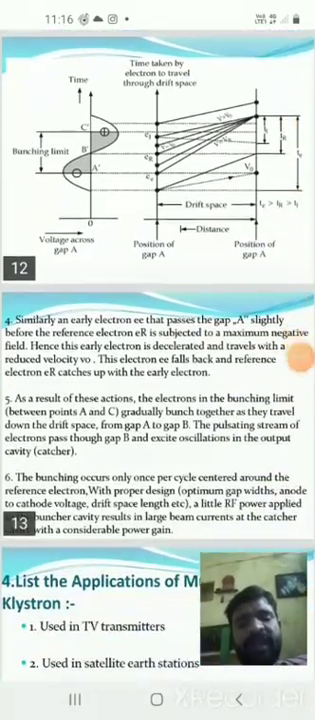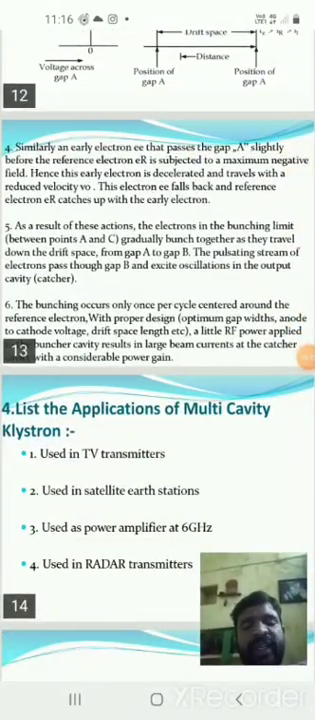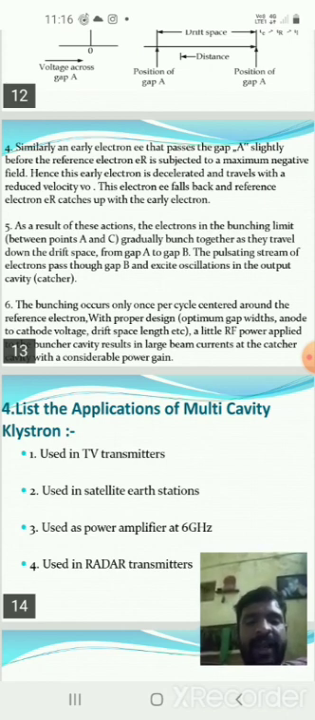Applications of multi-cavity klystrons. It is used in TV transmitters, satellite earth stations, and power amplifiers in radar transmitters. These are the applications of multi-cavity klystrons.